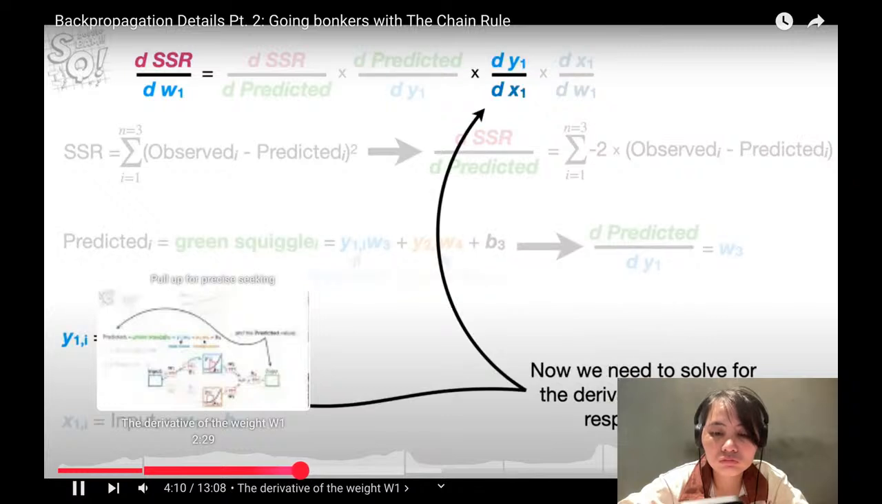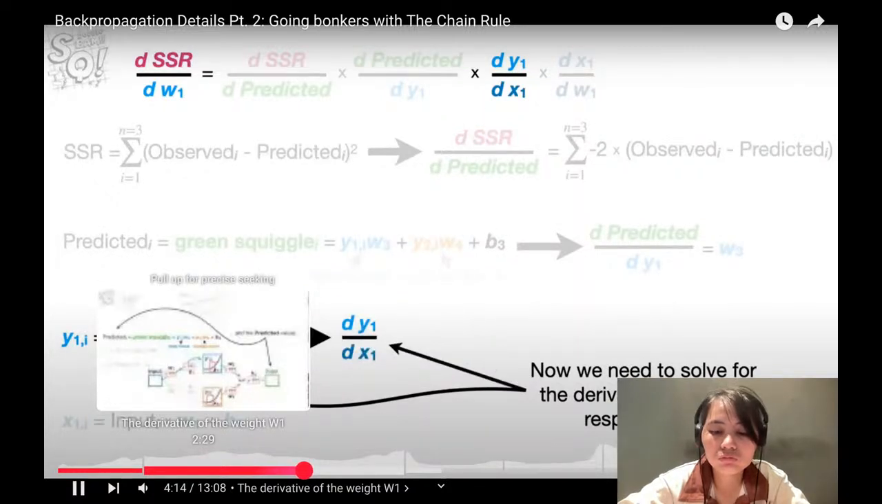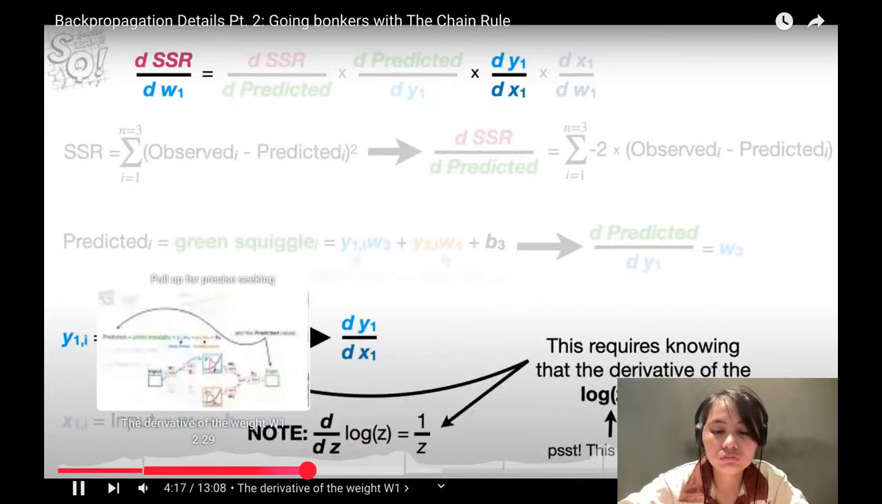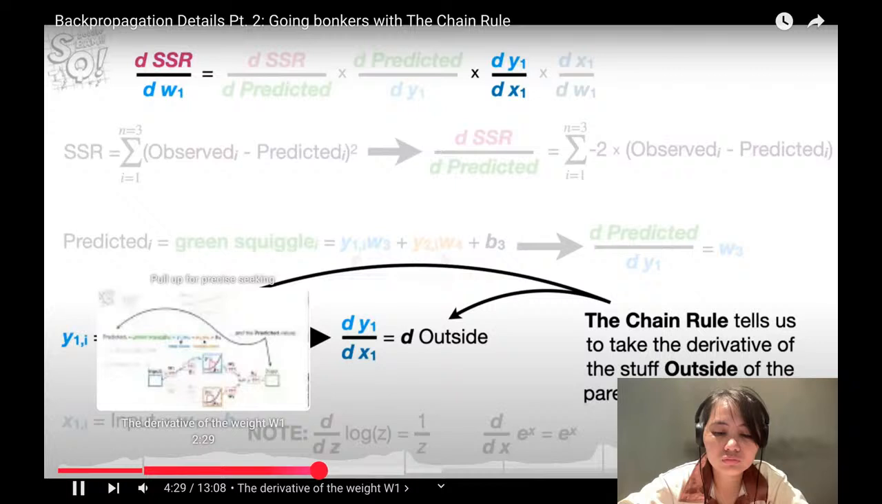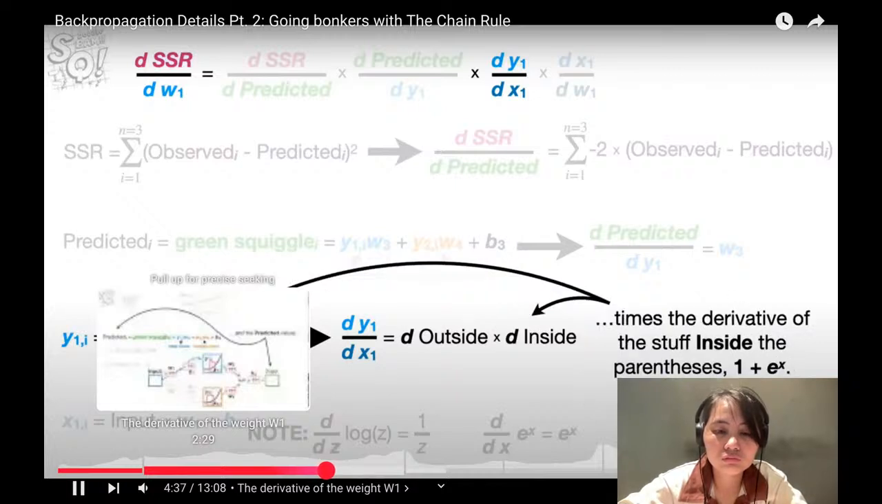Now we need to solve for the derivative of y sub 1 with respect to x sub 1. This requires knowing that the derivative of the log of z is 1 divided by z, and the derivative of e to the x is e to the x. The chain rule tells us to take the derivative of the stuff outside of the parentheses, the log function, times the derivative of the stuff inside the parentheses, 1 plus e to the x.